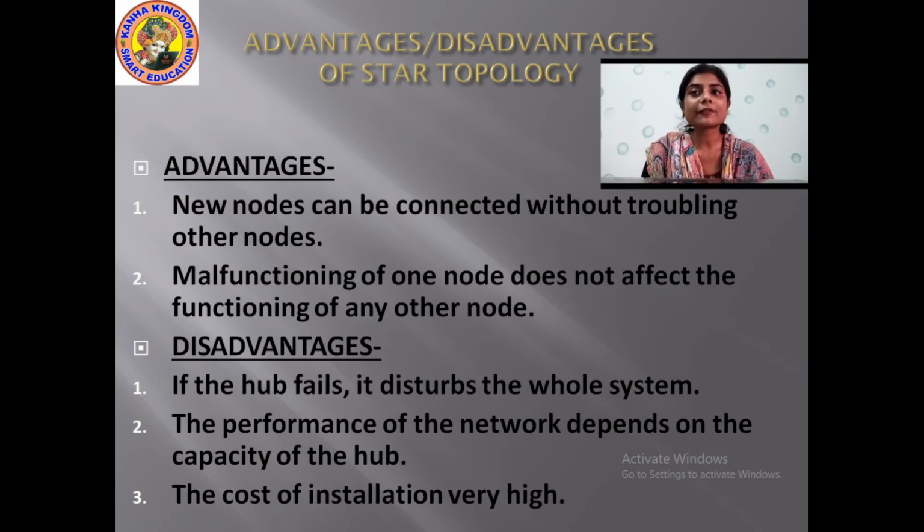Then the performance of the network depends on the capacity of the hub. The performance of the network at each node depends on the capacity of the central computer. Then the cost of installation is very high, and the installation cost of this hub is very high. It is expensive. So these are the disadvantages and advantages of star topology. Understood?